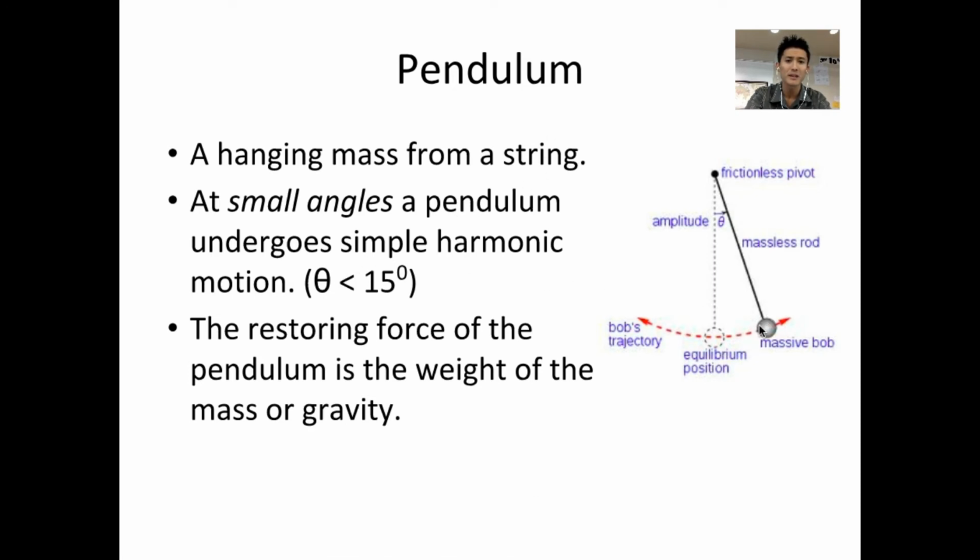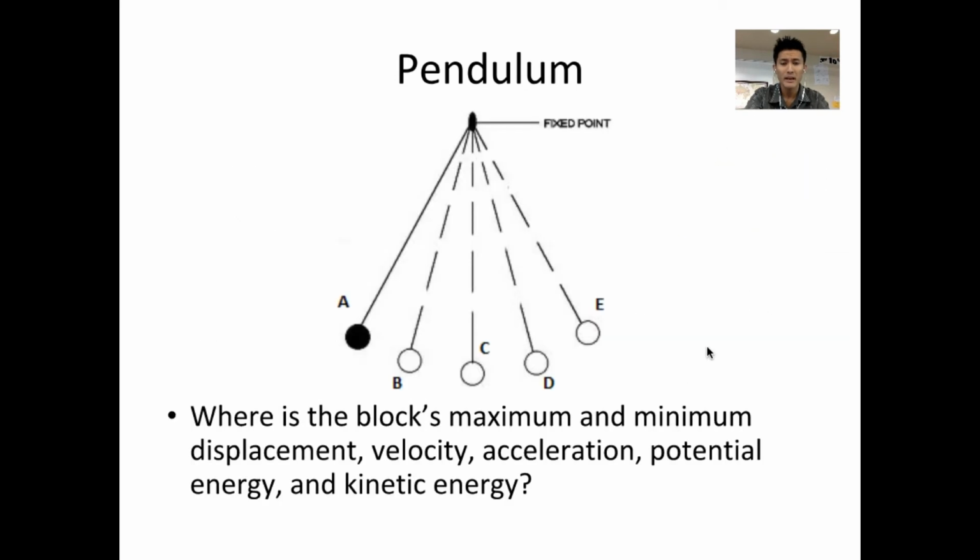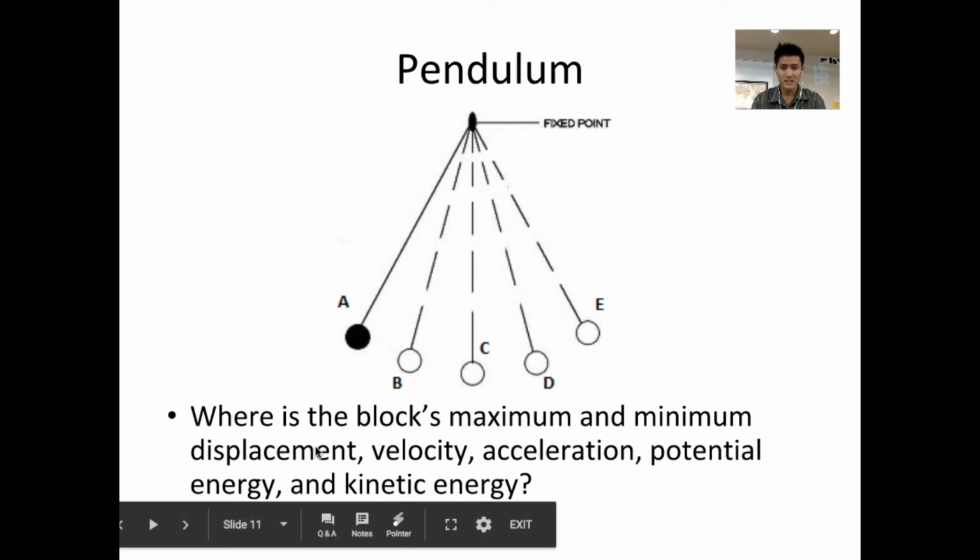And so whenever we have a pendulum at a small angle, so less than 15 degrees from the equilibrium point, we get this pendulum motion, in which case the restoring force is not a spring anymore, but rather gravity pulling it back to this equilibrium position. Okay, and so again, it helps us to describe this pendulum motion by looking at three variables: its displacement, velocity, and acceleration, as well as its potential energy and kinetic energy.